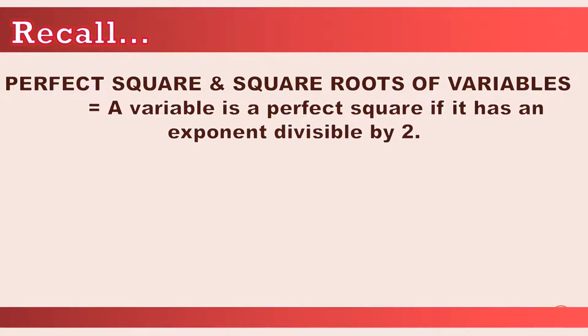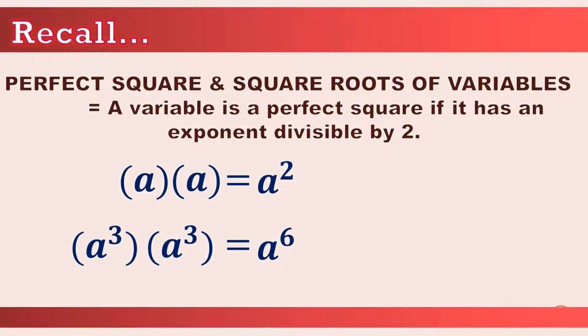Now how about perfect squares and square roots of variables? A variable is a perfect square if it has an exponent divisible by 2. So let's have a multiplied by a, the answer is a squared. a cubed multiplied by a cubed, the answer is a to the power of 6. So a squared and a to the power of 6 are what we call perfect squares, because in a squared, the exponent 2 is divisible by 2, as well as in a to the power of 6, the exponent 6 is also divisible by 2.